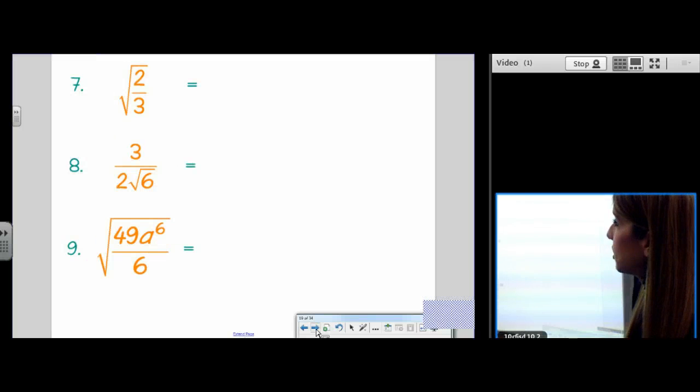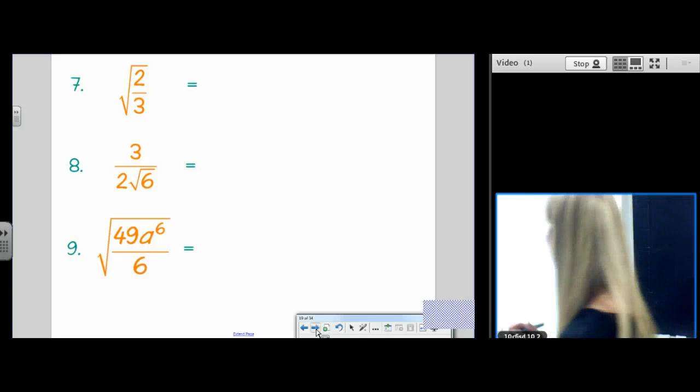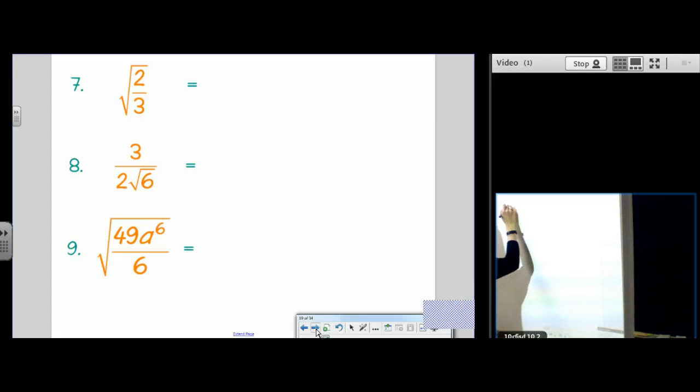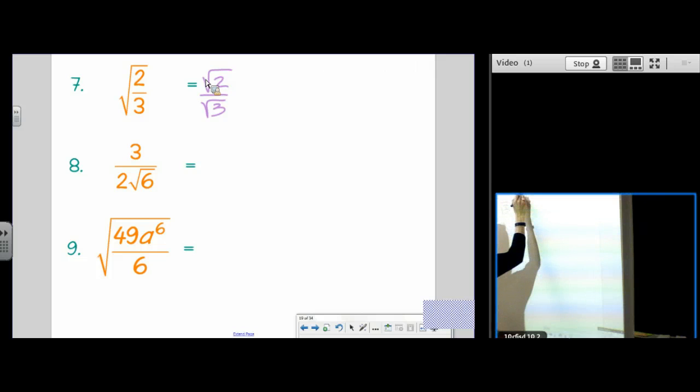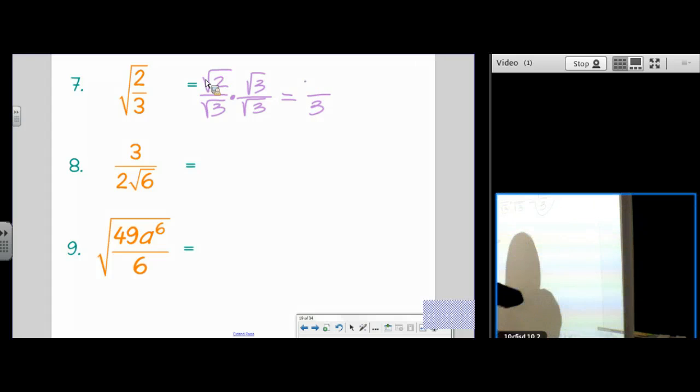Number 7 is disobeying one of the rules because there's a fraction in the radicand, and that is not allowed. So what I would do first is separate these because we're allowed to do that. Then we're going to rationalize the denominator because we are not allowed to have radicals in that denominator. Square root 3 times square root 3 is 3. Square root 2 times square root 3 is square root 6. And we are done with number 7.